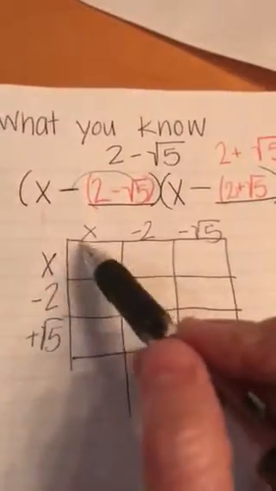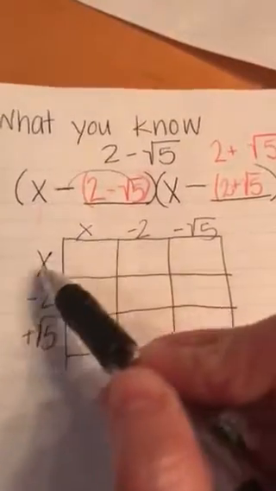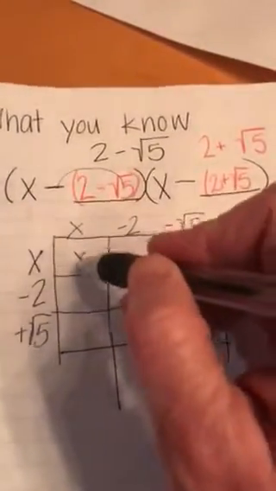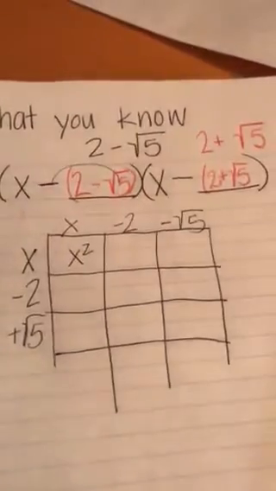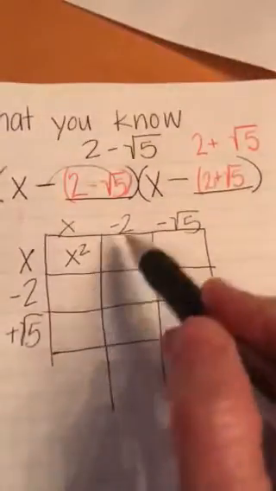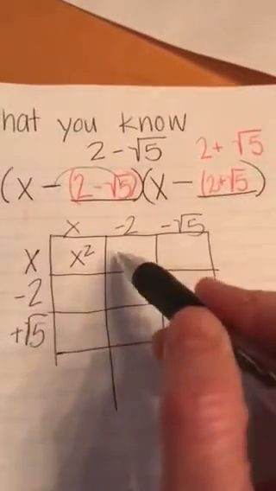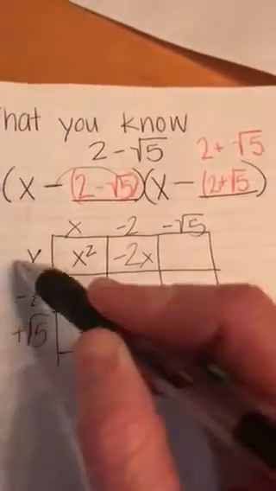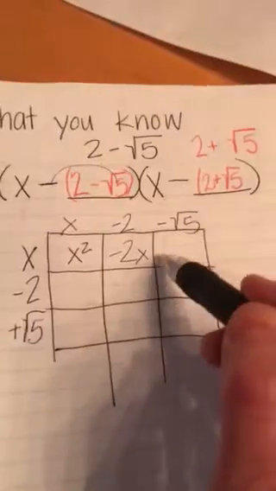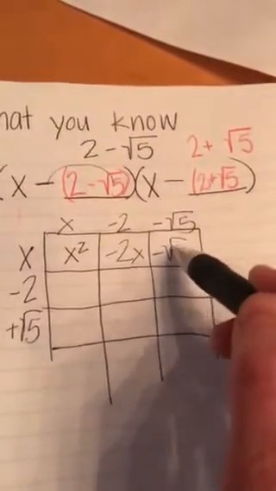So basically what happens here, in this box I do x times x. That gives me x squared. Okay. Then in this box is really the x times the next thing. So x times negative 2 gives me negative 2x. And then I do this, so minus square root of 5x.